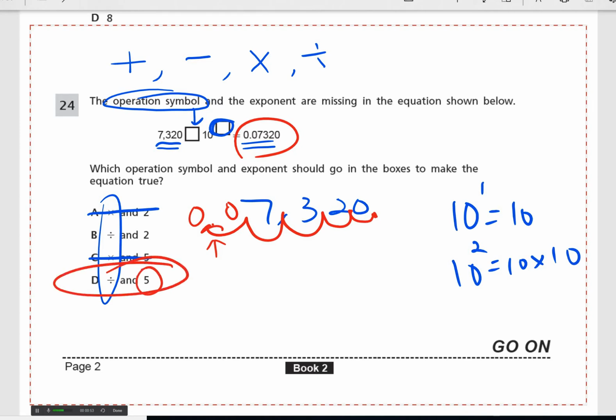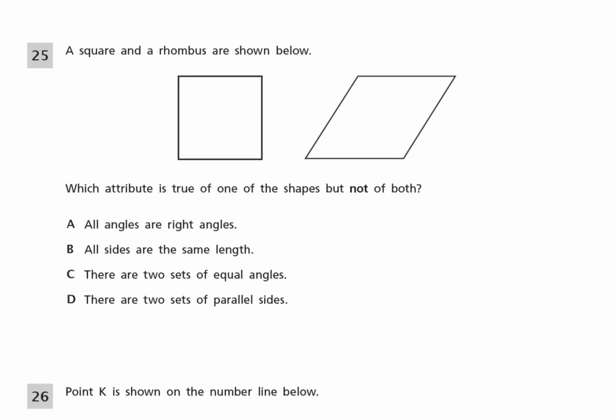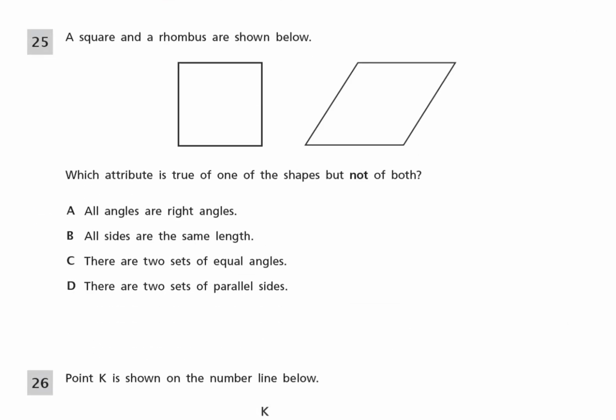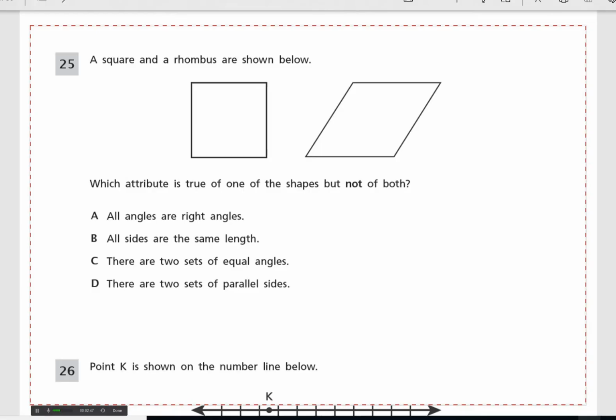Okay, so let's go on. A square and a rhombus are shown below. Which attribute is true of one shape but not for both? All angles are right angles. I think that sounds about right, because only the square has right angles. Look at this: this is acute, this is obtuse. So this is about right, but you want to check all the other ones.